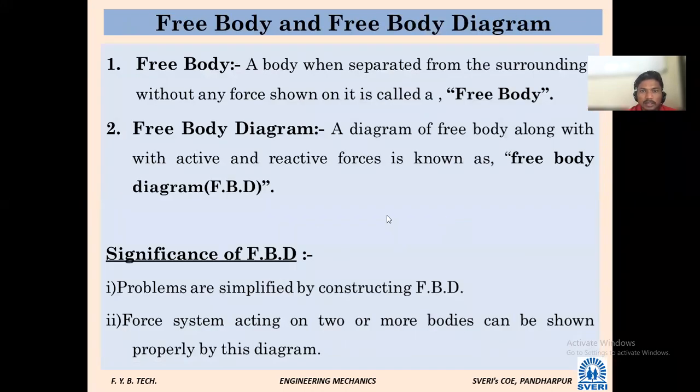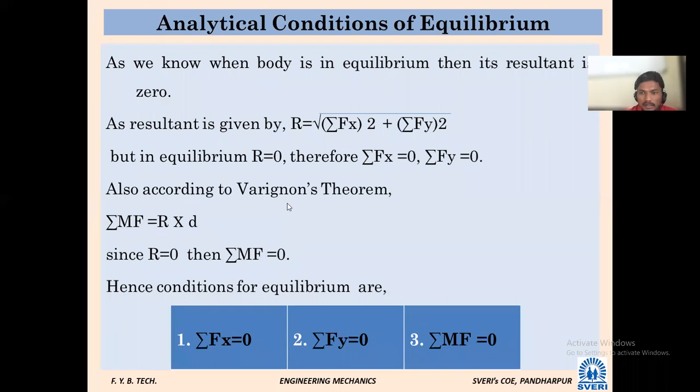Then we have seen free body and free body diagram. A body when separated from its surroundings, without any force shown on it, is called a free body. Then the free body diagram, FBD. Once we are going to solve any problem, we should draw its FBD. Then there are three conditions we have seen: summation Fx equal to 0, summation Fy equal to 0, and summation of moments due to all the forces equal to 0. If a body is in equilibrium, we should apply these three conditions. We have discussed this also.